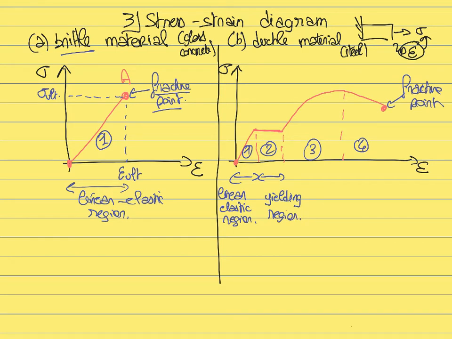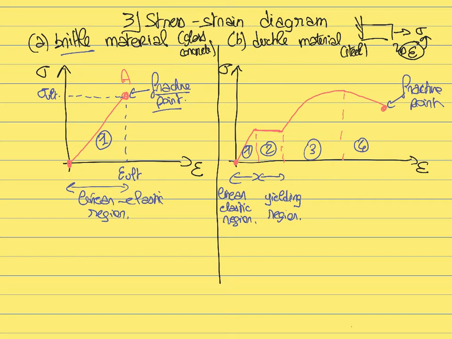In this case, the yield of the material is associated with some atomic transformation within the material. You have some dislocations forming within the material that allow the material to continue to deform without increasing the stress.